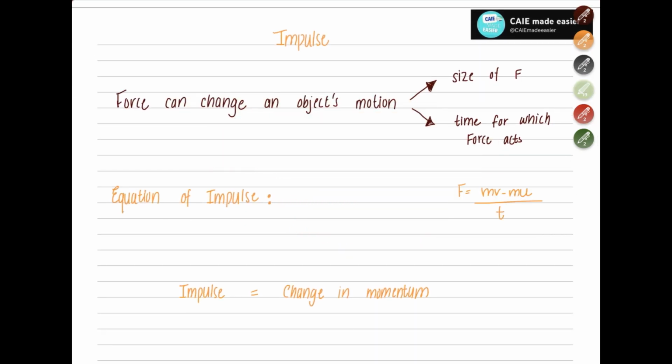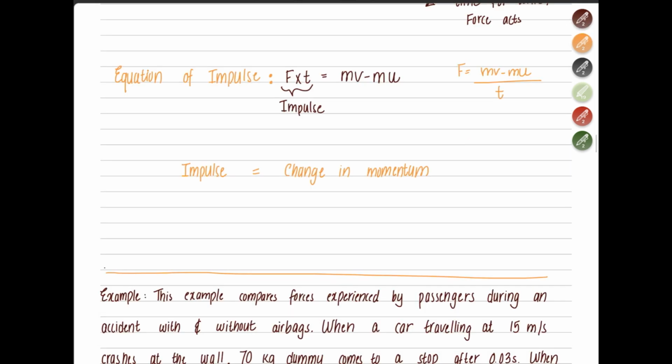We know F equals (mv minus mu) divided by t. So impulse is basically force multiplied by time, which equals mv minus mu. This force times time represents the impulse. If you're ever asked to find impulse, you can find it as force times time, but sometimes you can also find it by the change in momentum. So impulse is also the change in momentum.